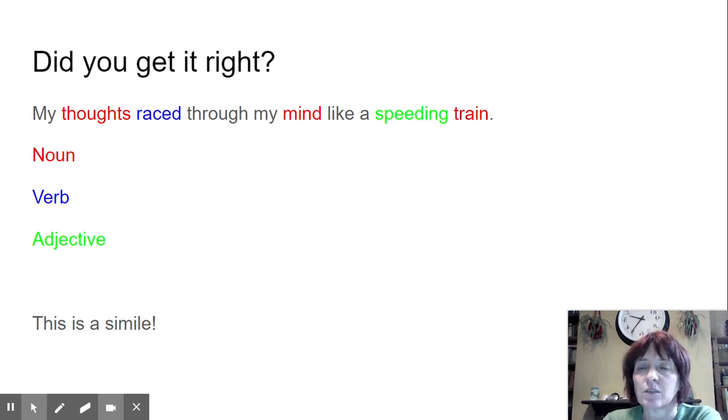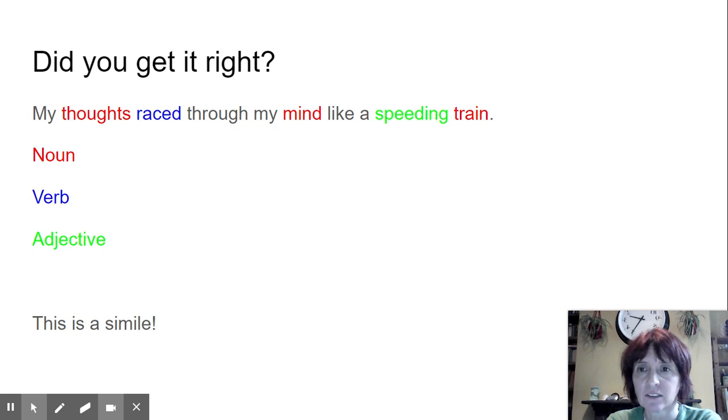Did you get it right? My thoughts race through my mind like a speeding train. The red ones are nouns. There's quite a few nouns there: thoughts, mind, and train. Train's probably the easiest one. Thoughts is a bit tricky because it doesn't look like a noun, because it's nothing you can hold or touch or see. But nevertheless, thoughts are a thing and they're what's known as an abstract noun. I think I can only see one verb, which is raced. That's the action in the sentence. And then the adjective is speeding.